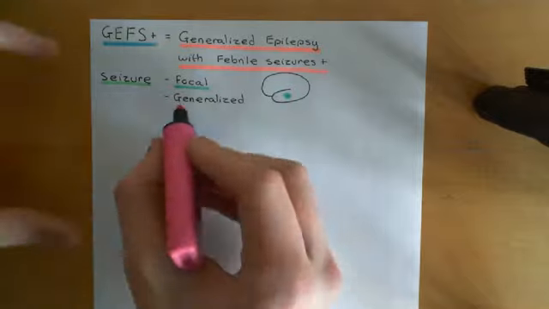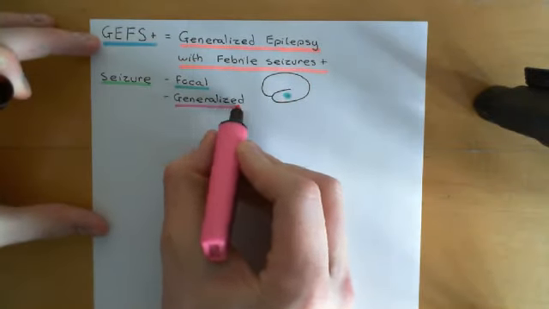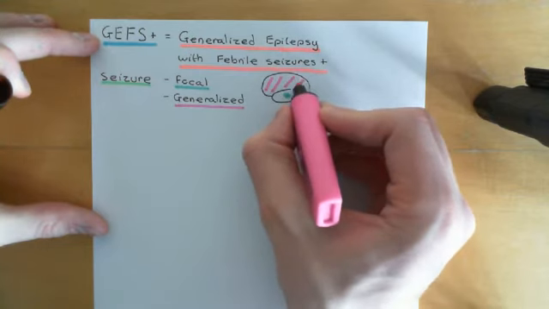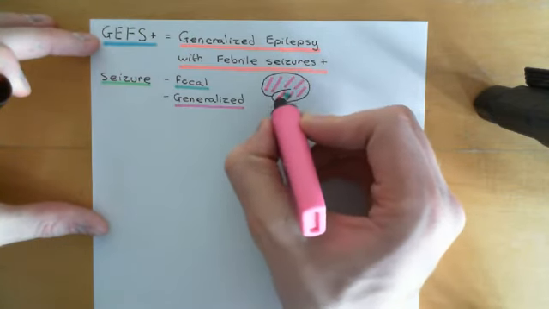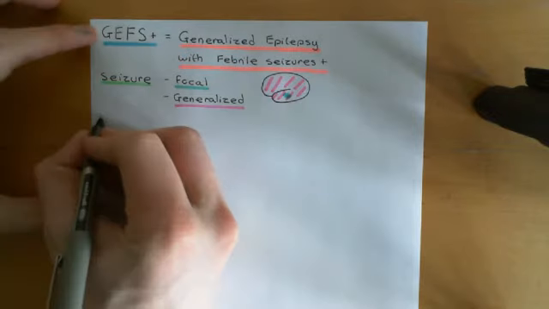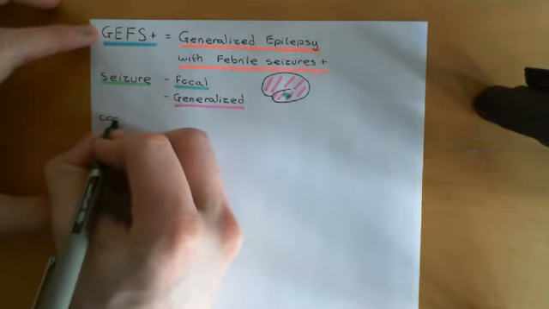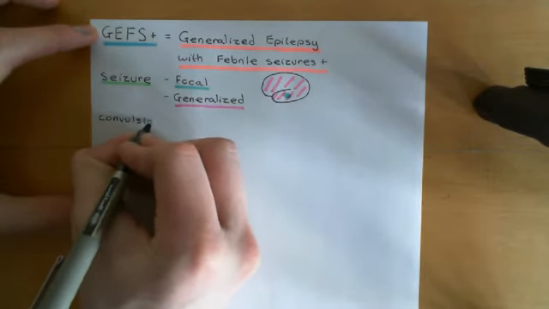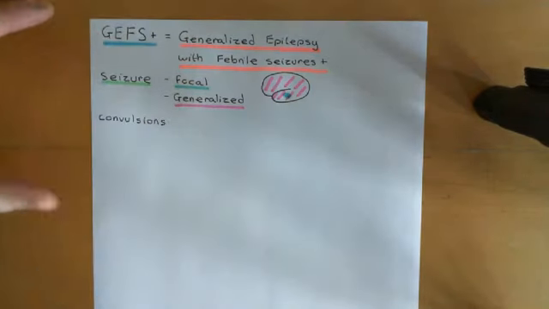Meanwhile, a generalised seizure is when it's occurring all over the brain. So basically, neurons all over the entire brain start firing action potentials all at once, and that is what is known as a generalised seizure. Okay, right. So before we define what epilepsy is, let's go over what convulsions are.